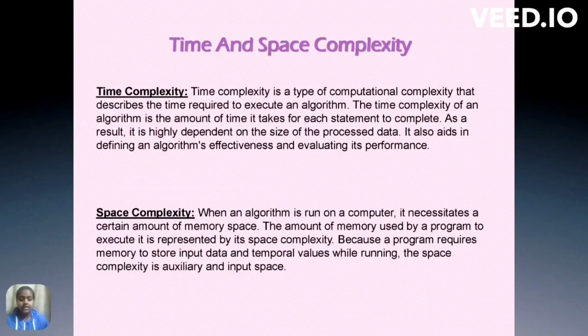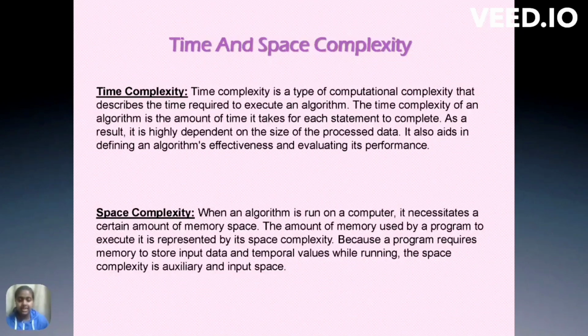Time complexity. Time complexity is a type of computational complexity that describes the time required to execute an algorithm. The time complexity of an algorithm is the amount of time it takes for each statement to complete. As a result, it is highly dependent on the size of the processed data. It also aids in defining an algorithm's effectiveness and evaluating its performance.